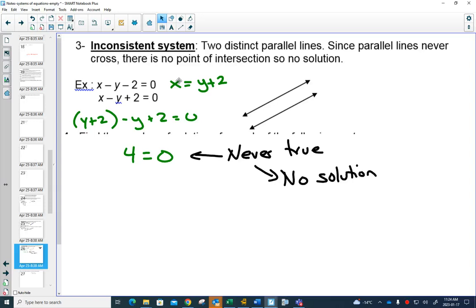Because you might be trying to solve this with substitution and be like, what just happened? 4 is equal to 0. Something went wrong. That could tell you maybe these are parallel lines. Would you agree parallel lines would have the same slope but would have a different y-intercept? So I'm going to call this green one equation 1, blue one equation 2.